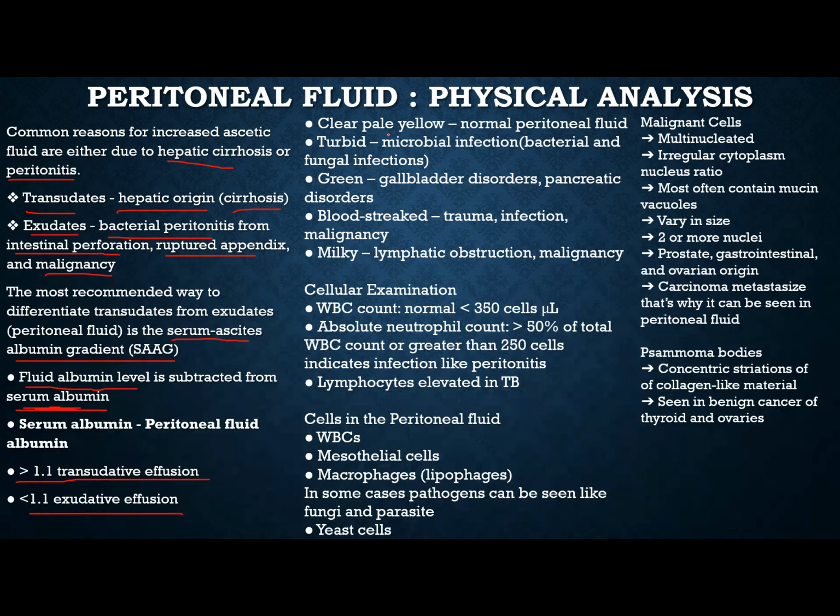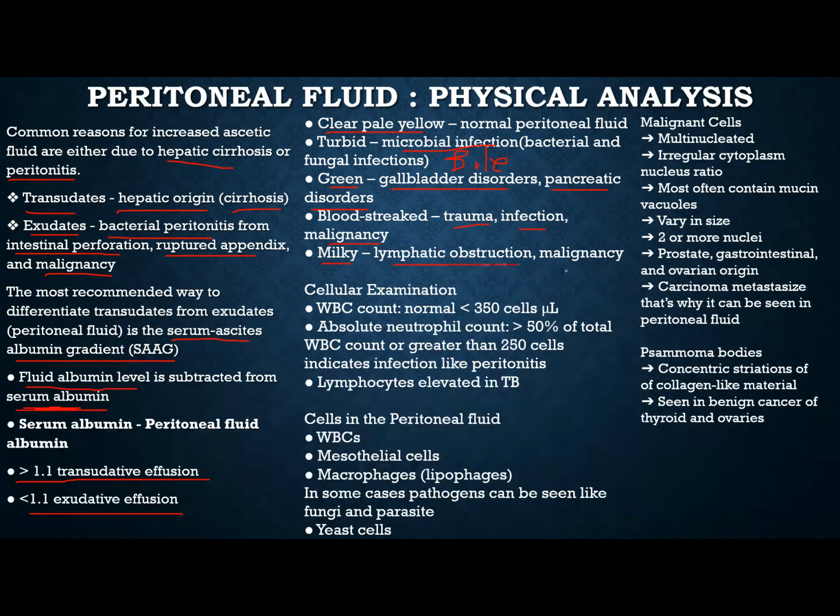So this is the physical appearance, class. Normal appearance ng peritoneal fluid nyo is clear, pale yellow. If it's turbid, usually microbial infection. If it's green, class, there's a gallbladder disorder. The reason kaya siya green, class, di ba, in your gallbladder, there's the substance known as your bile. So bile would mix with your peritoneal fluid, causing a green peritoneal fluid. Also seen in pancreatic disorder. Blood streak is seen in trauma, infection, malignancy.